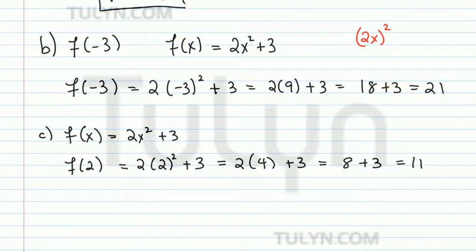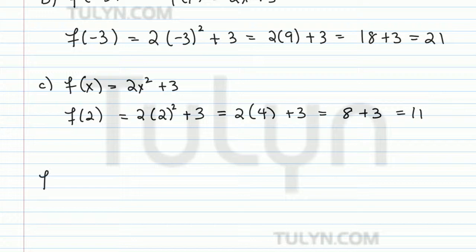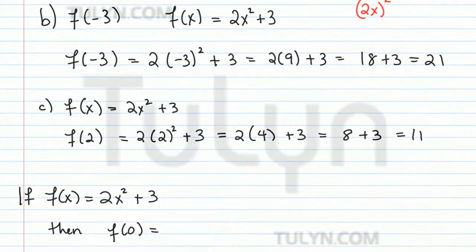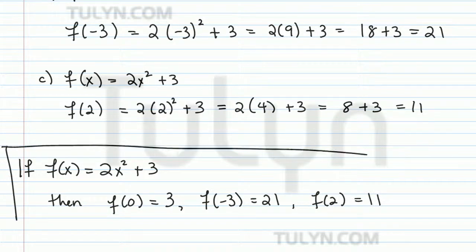So let's write our values here, since I sort of forgot to box. So to summarize, if f of x is 2x squared plus 3, then f of 0 is what? 3. f of negative 3 is 21. And f of 2 is 11. And there we go.